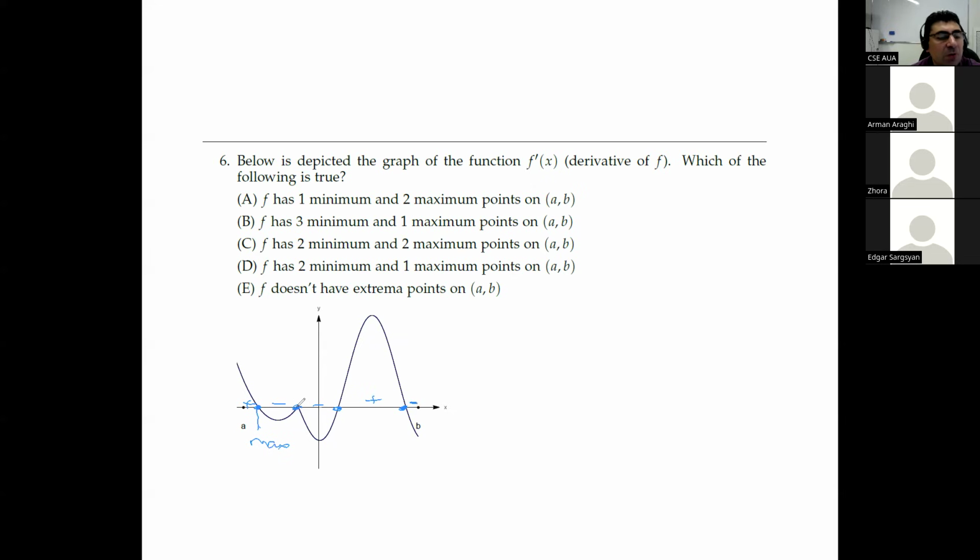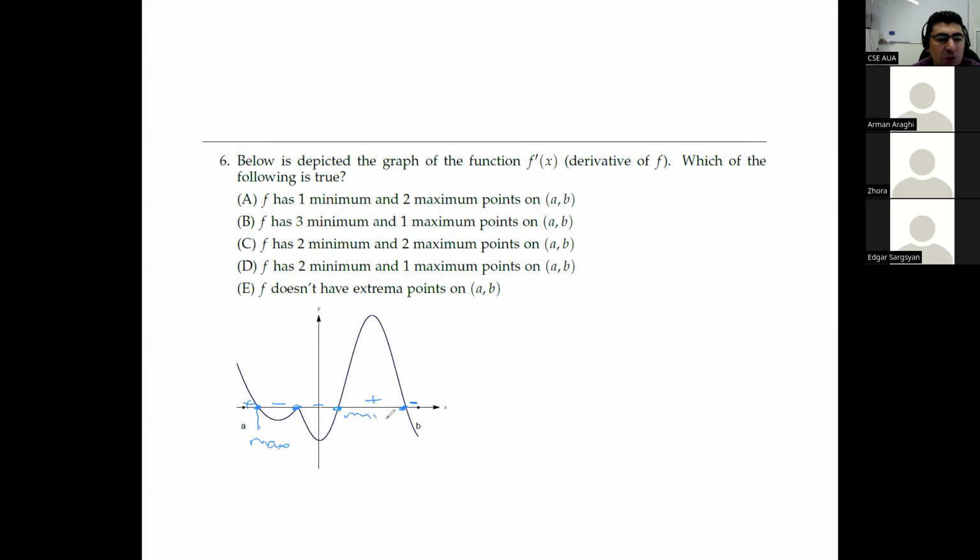Maximum or minimum? It's not an extremum point. Exactly, because the sign of our derivative is not changed. It's negative on both sides, so the second critical point is not an extrema point. The third point is what? Minimum point.